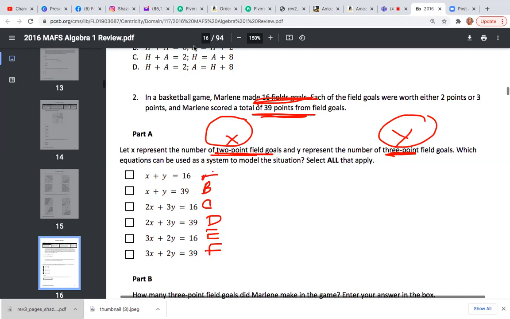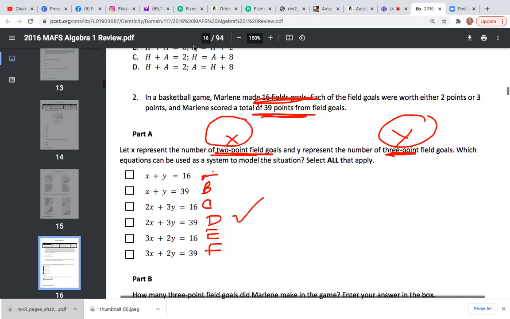Letter D. I think letter D says it. Now letter D, let me tell you what it says. Letter D says you scored 39 points, because there's a 39 in there. So letter D is telling you the total number of points you scored. And yes, that is right. For every 2-point shot you make, you get 2 points, and for every 3-point shot you make, you get 3 points. So you multiply and add them together, and you get 39. So yes, that's one of the equations right there.